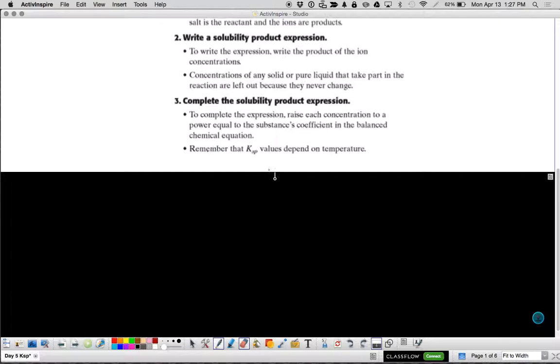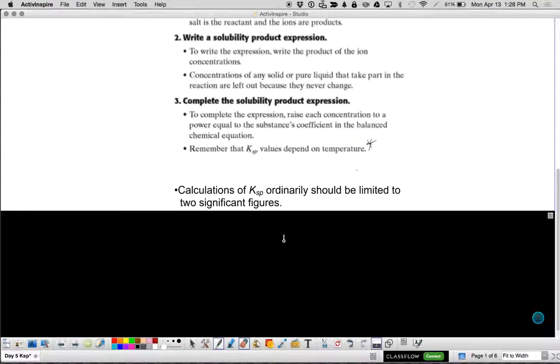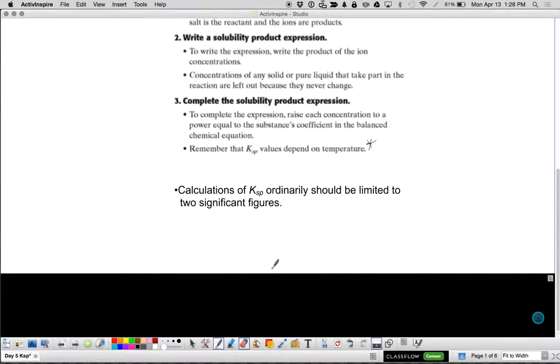All of this stuff should be similar to how you write equilibrium expressions. A couple of key things here. This is one: remember that K_sp values depend on temperature. Remember, solubility depends on temperature, and since solubility is basically K_sp, K_sp is a way of reporting solubility, that's also going to depend on temperature. And then the last thing here, you're welcome, calculations of K_sp ordinarily should be limited to 2 significant figures. So limit us to 2 significant figures, please.